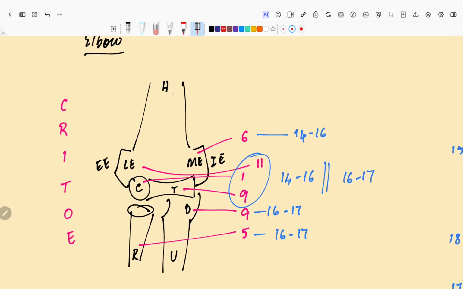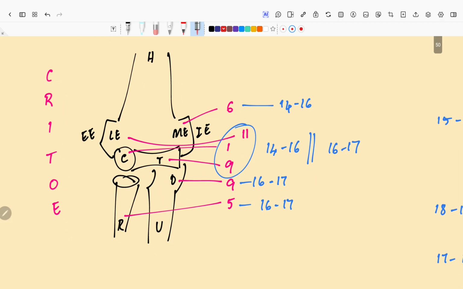So the parts of the elbow joint: the humerus, the radius, the ulna, and the parts of the bones which are forming it. This is the lateral, this is the medial aspect. So capitulum, trochlea, then medial epicondyle, also called inner epicondyle, lateral epicondyle, also called external epicondyle. Then this is the olecranon process, which is in the ulna.